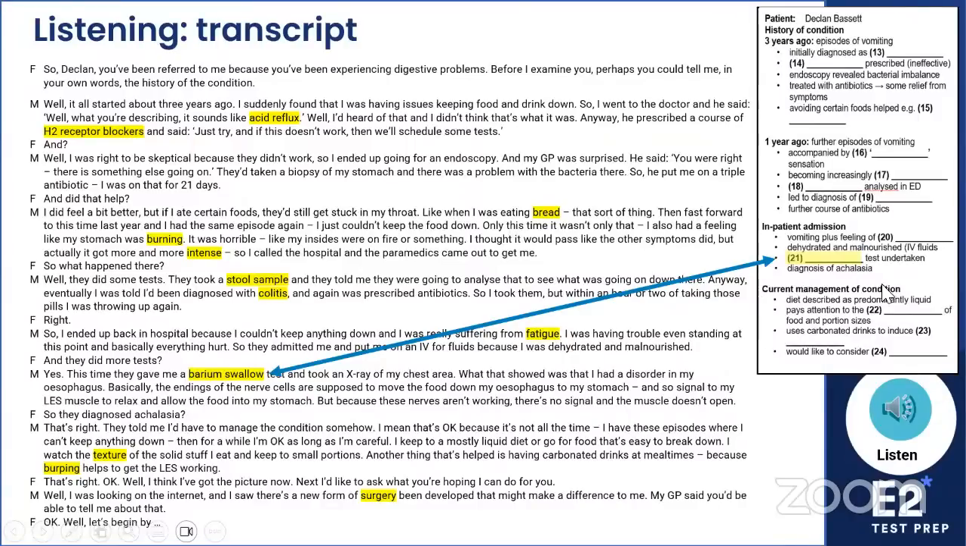They told me I'd have to manage the condition somehow. I mean, that's okay, because it's not all the time. I have these episodes where I can't keep anything down. Then, for a while, I'm okay, as long as I'm careful. I keep to a mostly liquid diet, or go for food that's easy to break down. I watch the texture of the solid stuff I eat and keep to small portions. Another thing that's helped is having carbonated drinks at mealtimes, because burping helps to get the LES working. That's right. Okay, well, I think I've got the picture now.